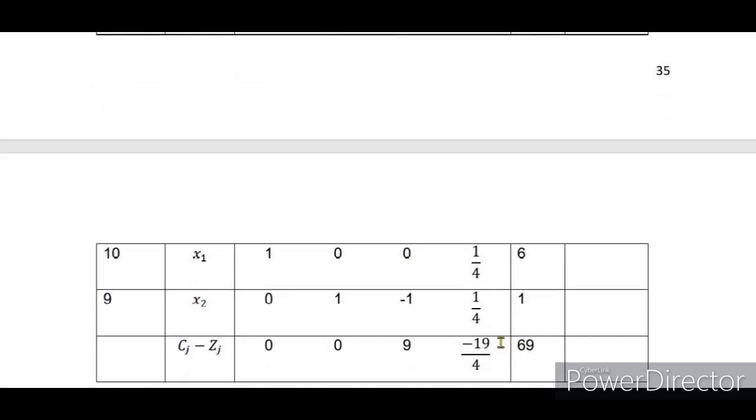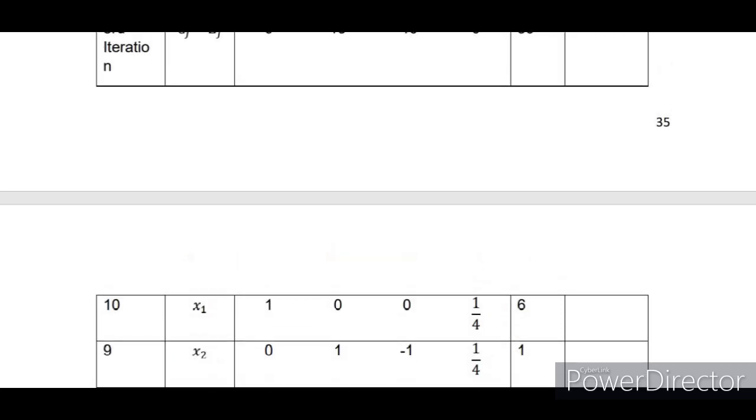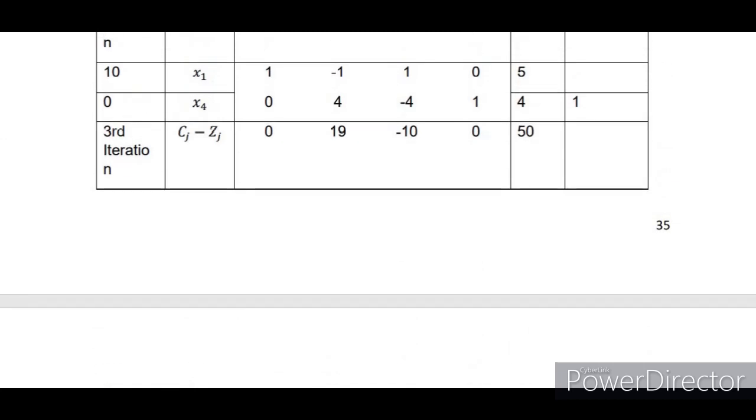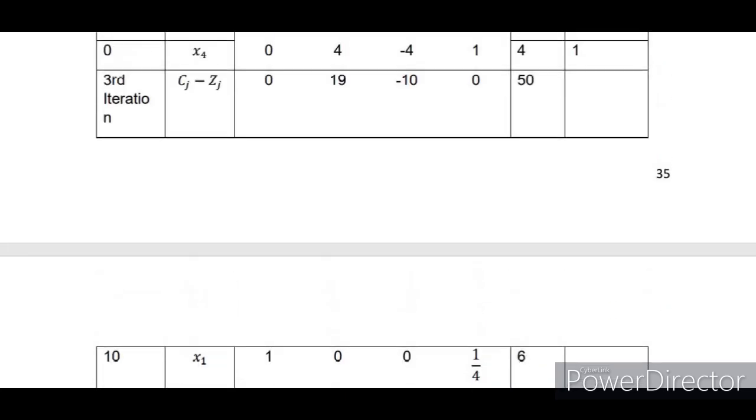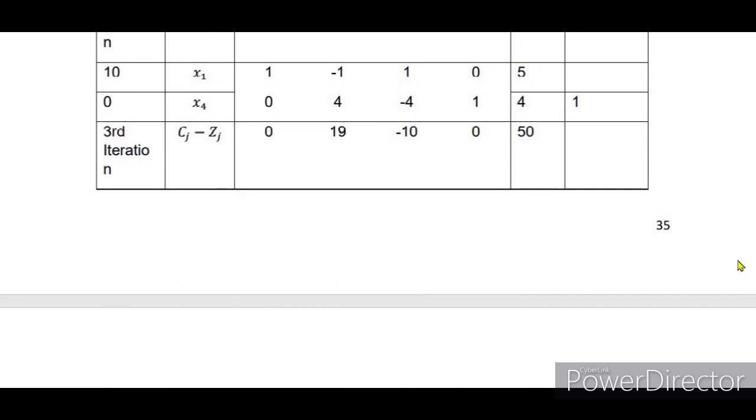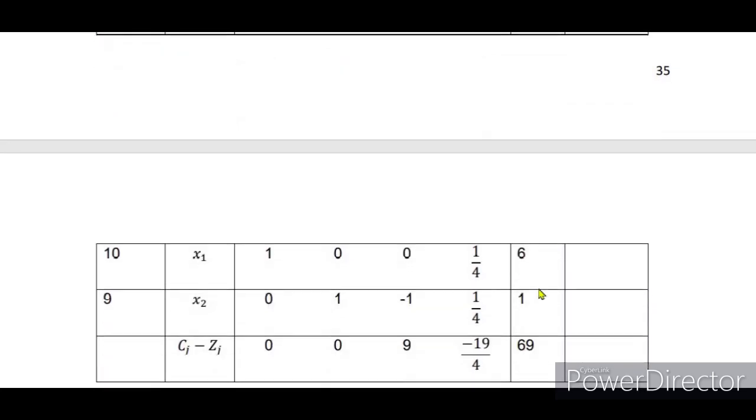Next, negative 1 times 1/4 is negative 1/4. The previous value is 0. So 0 minus negative 1/4 is positive 1/4. Next, negative 1 times 1 is negative 1. The previous value is 5. So 5 minus negative 1 is positive 6. So we can now compute for the Cj minus Zj.